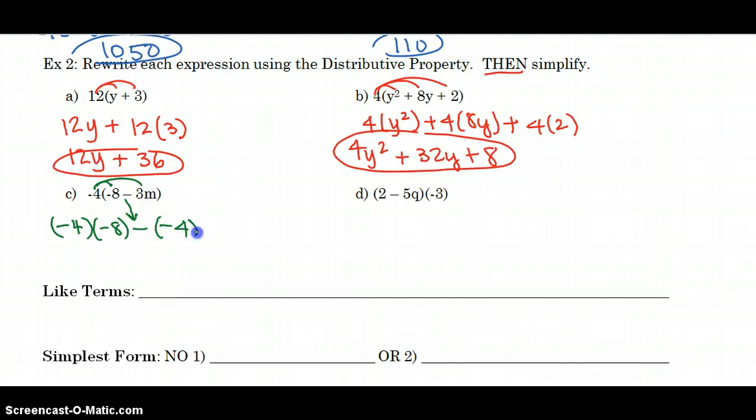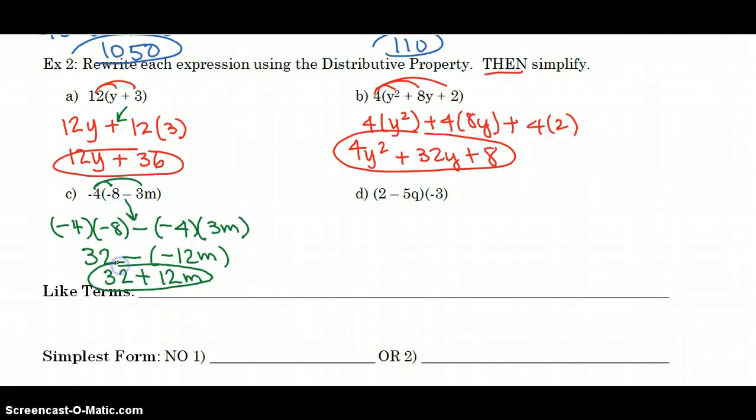Negative 4 times 3m. So the 3m, I left it as a positive 3m, and I took care of my negative sign here. This is the negative sign, the operation in the middle. Just like I brought down the plus sign here, you're bringing down your minus sign. And a negative times a negative is positive 32, minus negative times positive leaves us with a negative 12m. And two negatives make a positive, and this is review from last year, so we get plus 12m. And again, they're not like terms, and so that is as far as I can go.